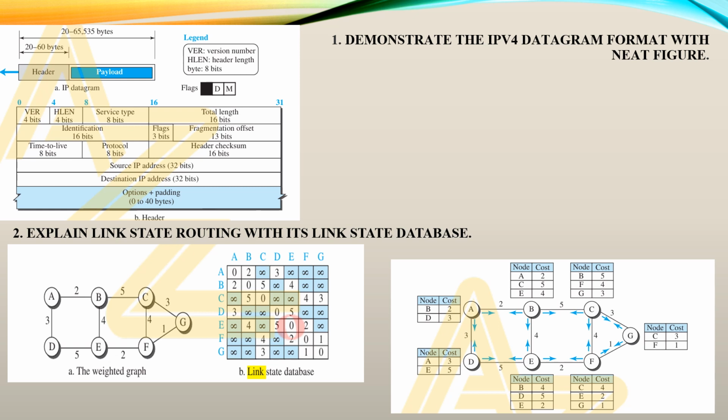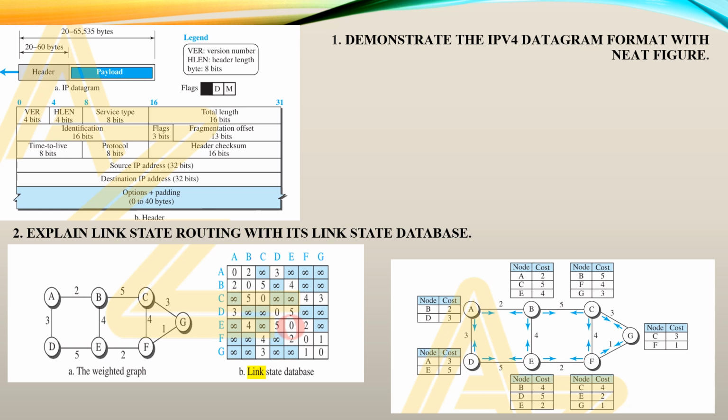Second question, explain link state routing with its link state database. So here is the circuit network graph that has been drawn, and this is the link state database. How it has to be created is, A to G, you have the path. So A, B, C, up to G you will be writing. Here also A to G you will be writing. So A to A, the path will be 0.